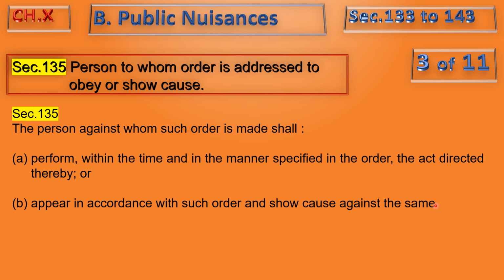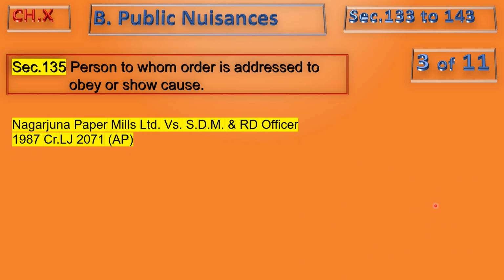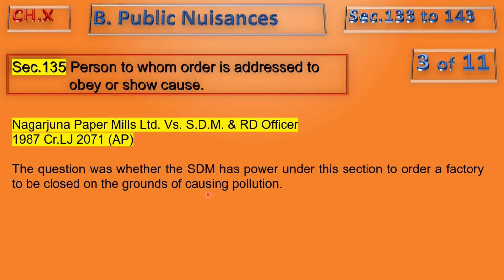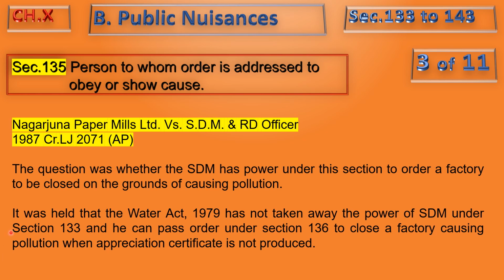Let's take up a case for example. In Nagarjuna Paper Mills Limited versus SDM and RD officers, the case is of 1987 Criminal Law Journal 2071, Andhra Pradesh. The question was whether the SDM has the power under this section to order a factory to be closed on the grounds of causing pollution. It was held that the Water Act 1979 was not taken away by the power of the SDM under section 133, and he can pass orders under section 136 to close a factory causing pollution when the consent certificate is not produced.